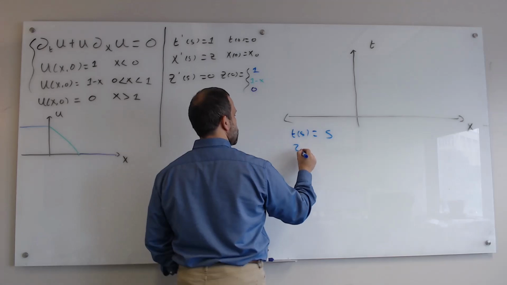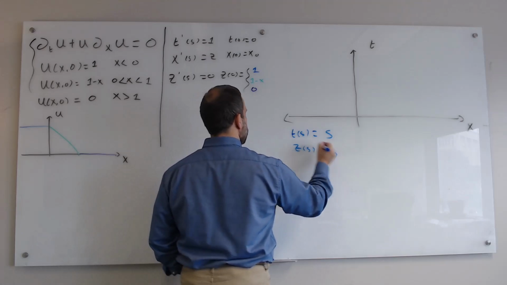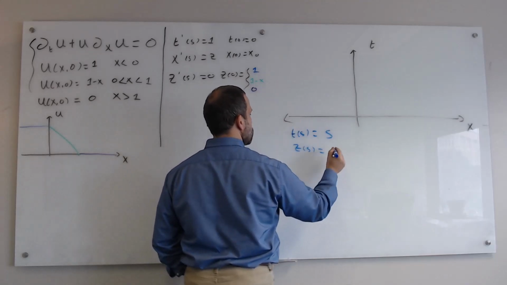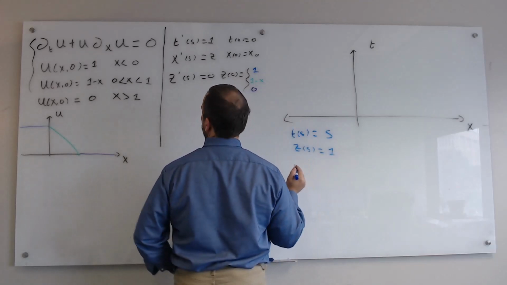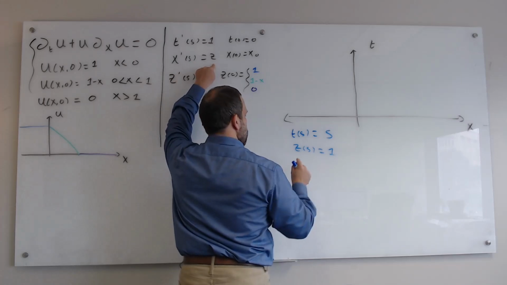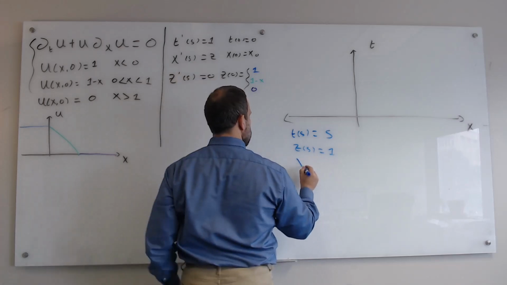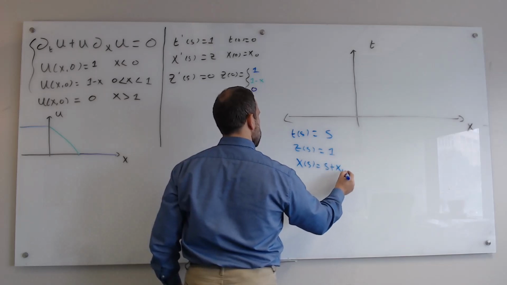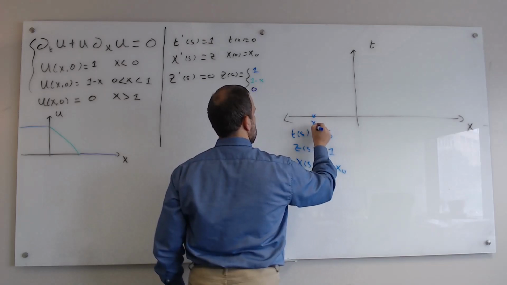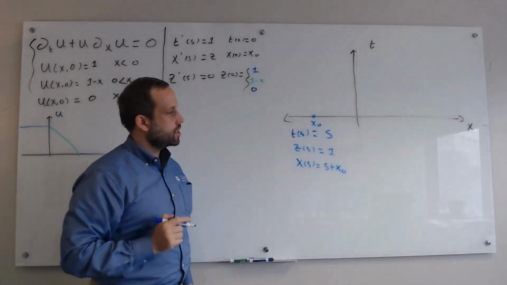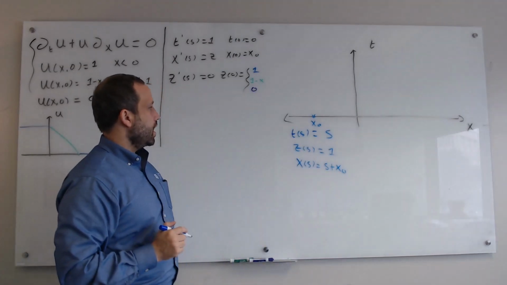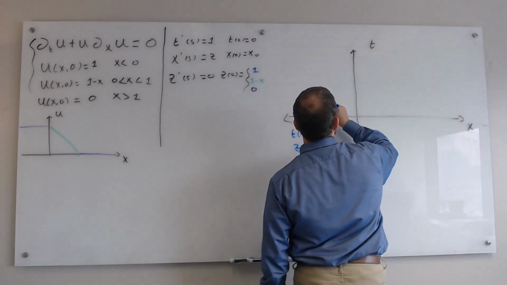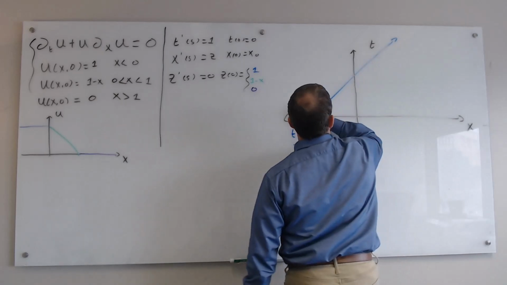We know that z of s is going to be equal to 1 if we start over here. And, well, x prime is equal to z. z is equal to 1. So x of s is going to be equal to s plus x naught. So I'll take this as a representative x naught. So these are just going to be lines of slope 1. So we're going to look at stuff like this. And then maybe I'll do one like this.